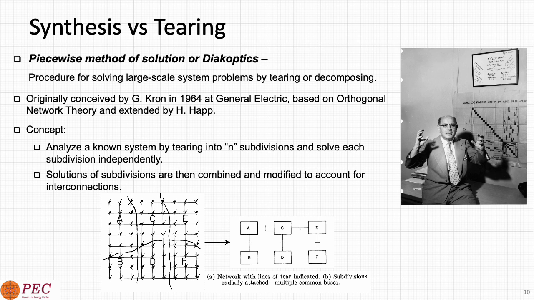The concept is that we can analyze a known system with known boundaries by tearing it into n subdivisions and solving them individually. And then the solutions of these subdivisions can be combined and modified to account for the interconnections.